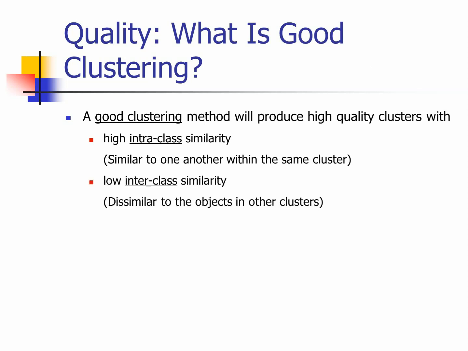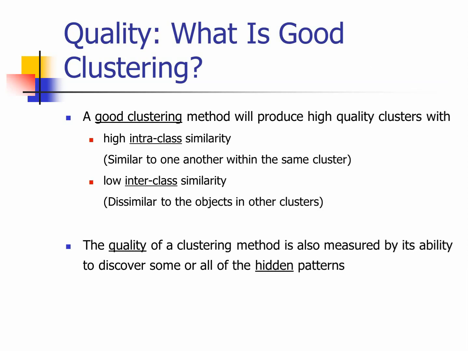Second, low inter-cluster similarity, which means that between the clusters you generated, say you generate 2 clusters, the 2 clusters are supposed to be as far away as possible, so that you have low inter-cluster similarity. So you want to make sure they are dissimilar to the objects in other clusters. Those are the 2 major criteria that we can use to evaluate the cluster from a computer science point of view. The quality of the clustering method is also measured by its ability to discover some or all of the hidden patterns.